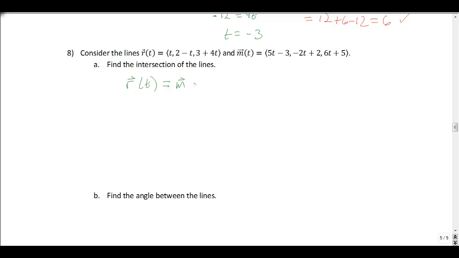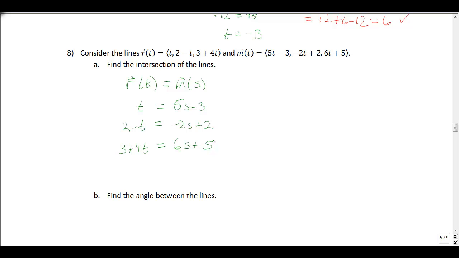Now it's tempting to put a t in here, but it could be a different value. For instance, r(1) could equal m(2). So let's just put in an s here. That gives us 3 equations and 2 unknowns. We get t = 5s − 3, then 2 − t = −2s + 2, and for the third component, 3 + 4t = 6s + 5.